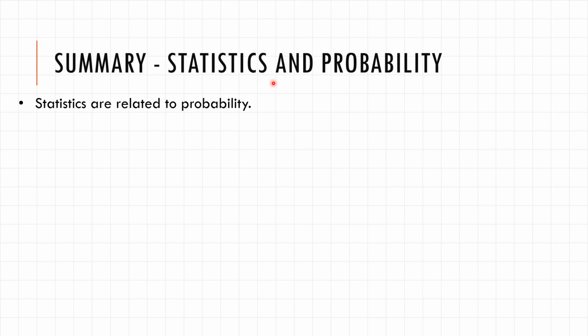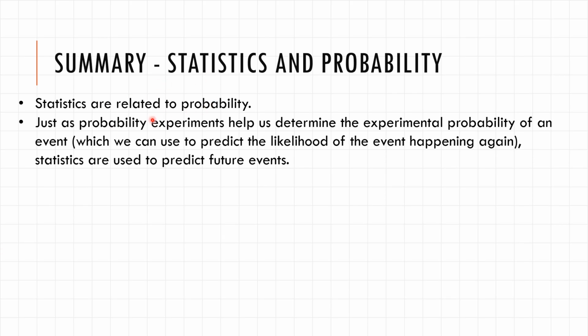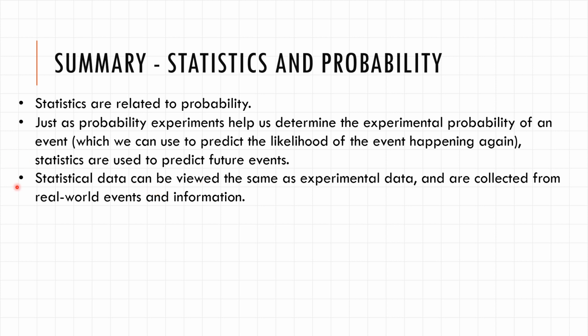Finally, we learned about statistics and probability. And here we learned that statistics are related very closely to probability. Just as probability experiments help us to find out the experimental probability, and then we can use that to predict what's going to happen in the future, statistics are used to predict future events. So in this way, we can look at statistical data and say, somebody already did this experiment a bunch of times. And we can collect that data from real-world events and information.